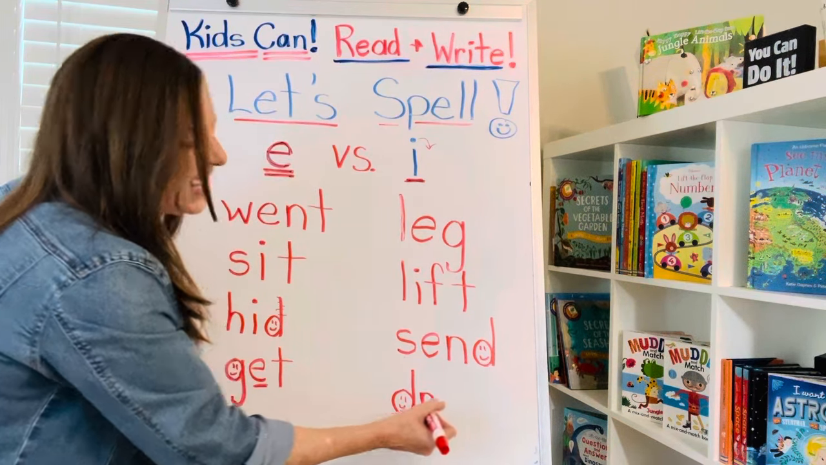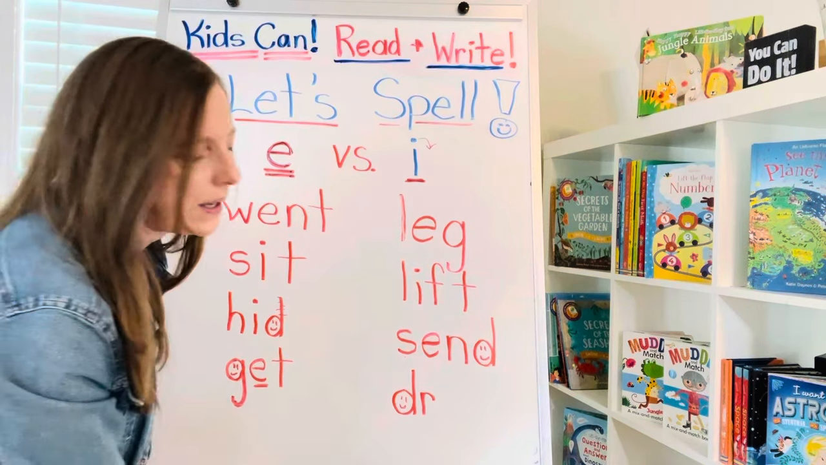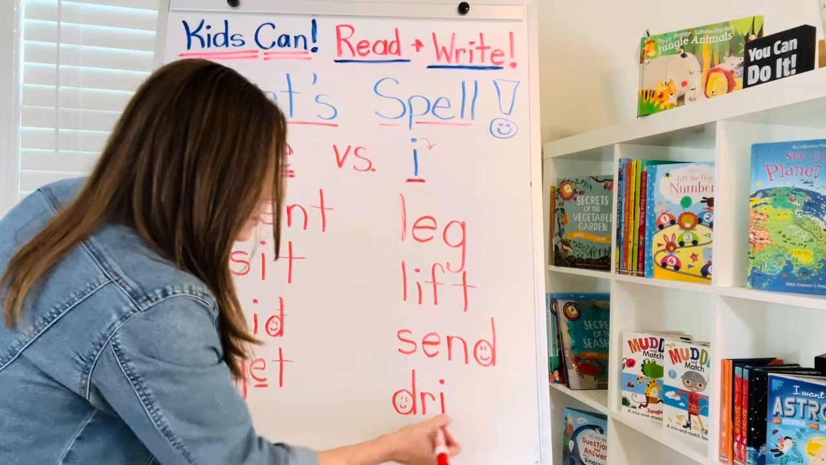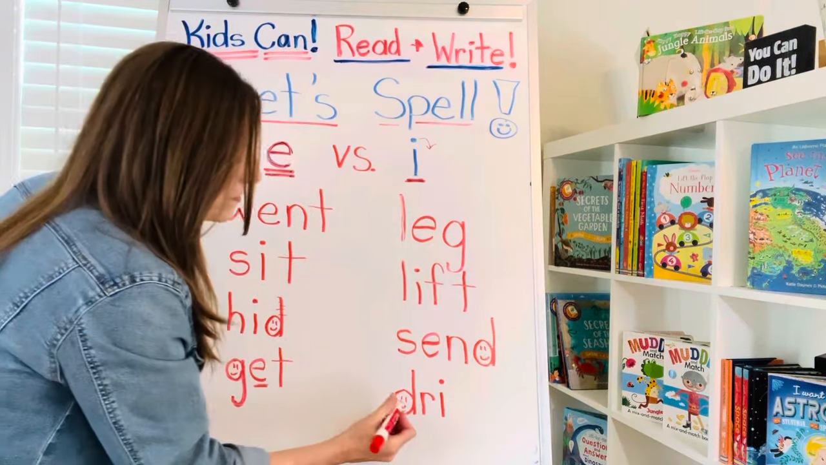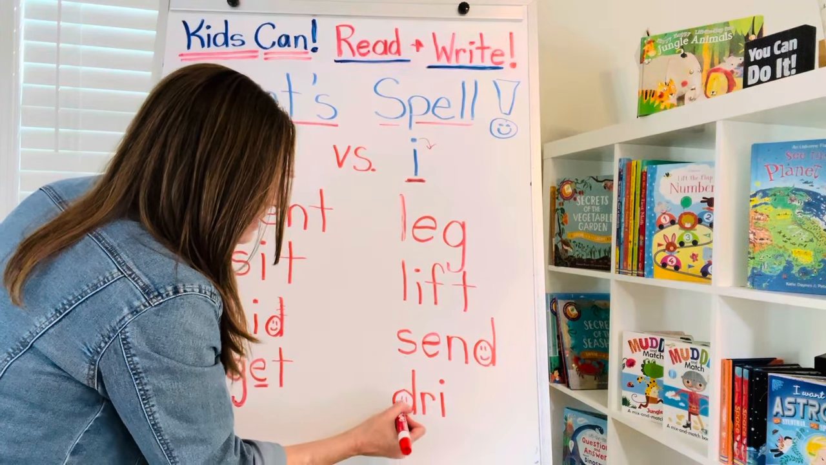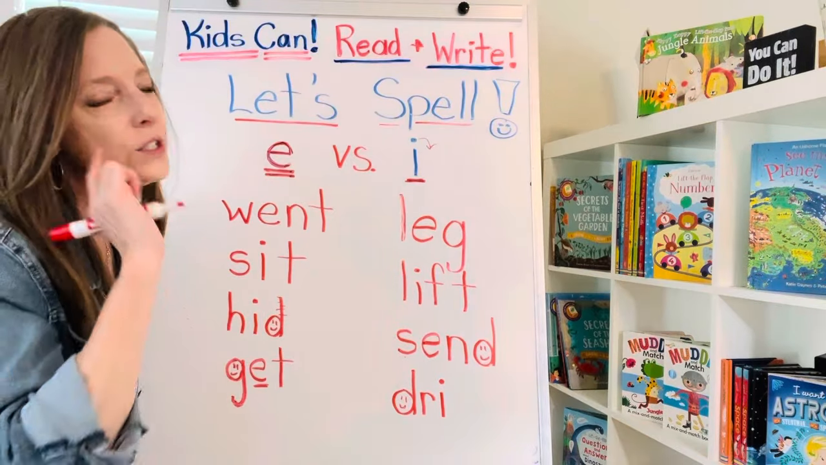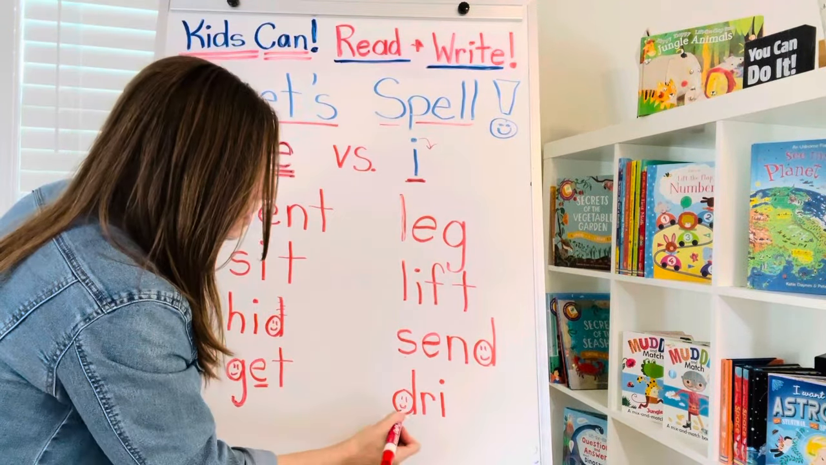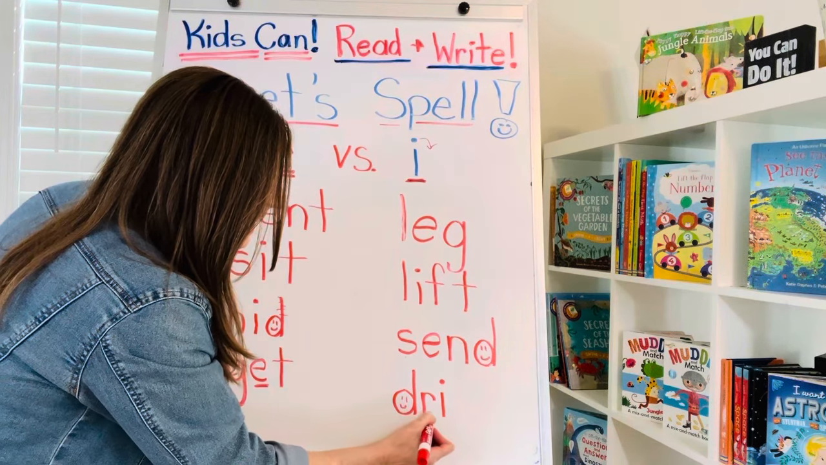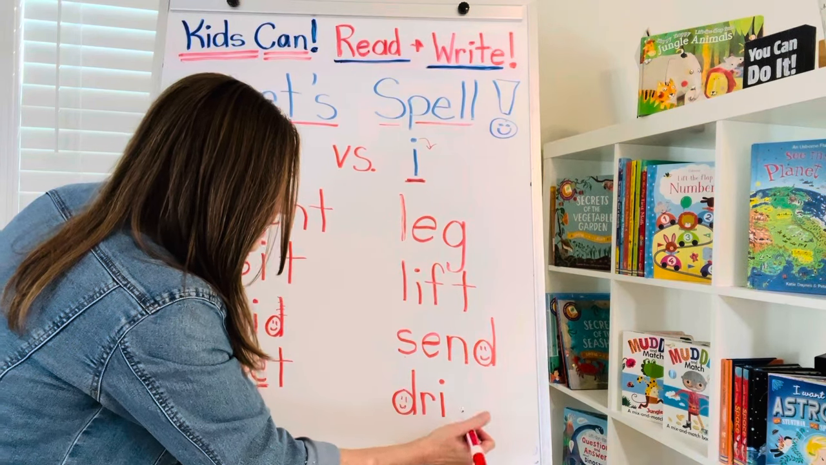Dr. I, which one is that? Dr-ip. And notice, parents, you need to be emphasizing that sound while your kids are getting used to writing them. Dr-ip. Notice how I go back to the beginning. Dr-ip. That's what you need to do for kids who are struggling to hear the sounds. You want them to see what they're doing. Dr, dr, ip. And you can kind of point here. What do you need next?